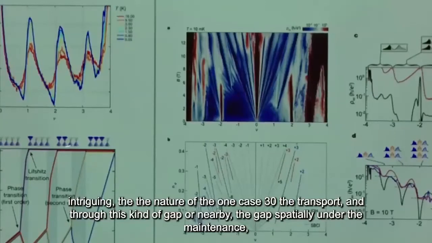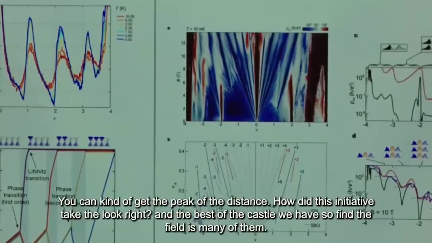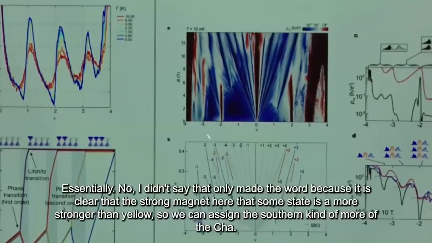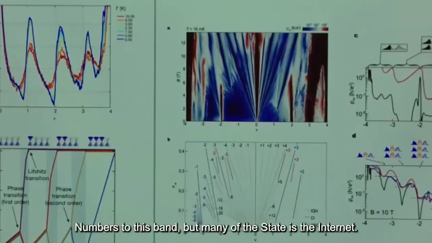You can get the peak of these states, to see how this insulating state looks. The best guess that we have so far in the field is that many of the insulating states may be associated with Chern numbers. Now, I would say they already made the work, because it is clear that in a strong magnetic field a certain state is stronger than the other one. So we can assign certain Chern numbers to this band.